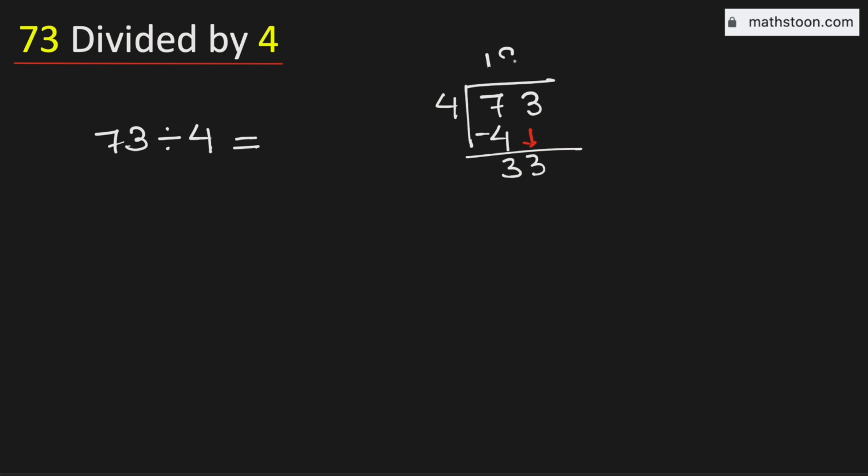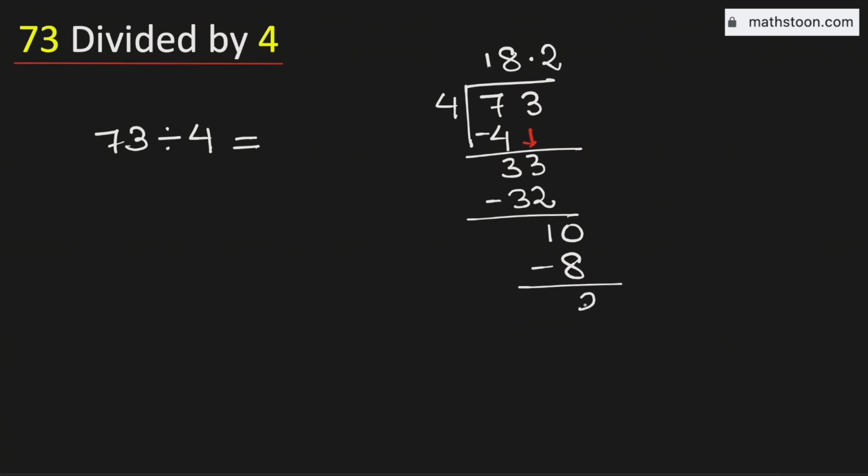Now 4 times 8 is 32. Subtract, we get 1. Again 1 is smaller than 4, that is why we will put a decimal here so that we can borrow 1 0. Now 4 times 2 is 8.